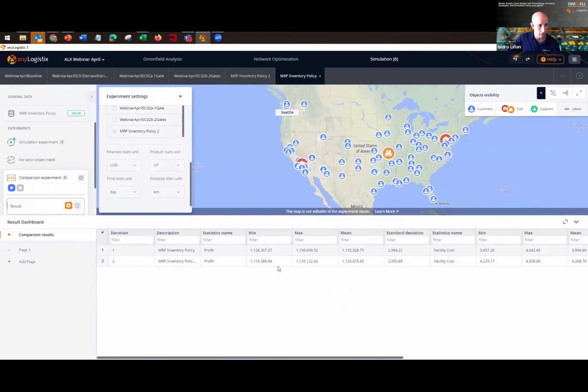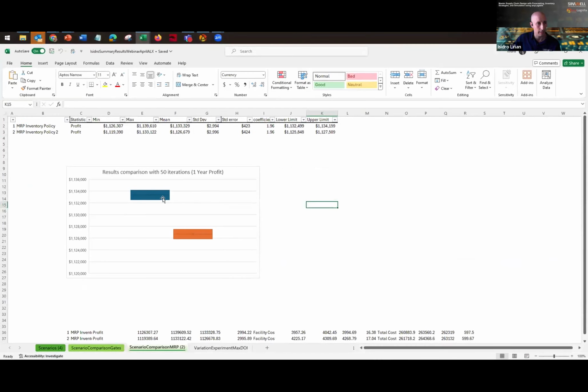We'll have the results here, and similar to what we recommended before, we have our results in our profit, and using a simple Excel, we can look into our results, right? And we can see that those two results don't overlap, and that indicates that we can guide our stakeholders that selecting one policy or the other, we're really making a difference, because we don't see the overlapping of their confidence interval.